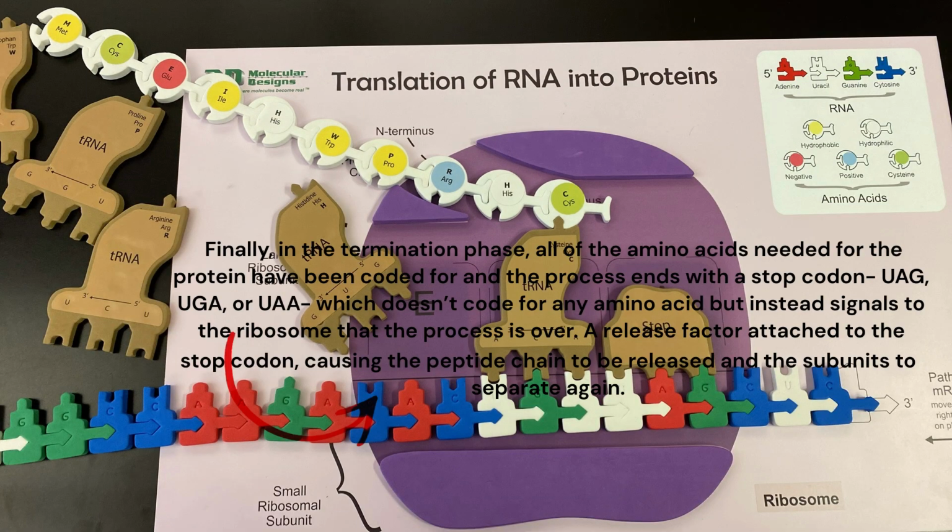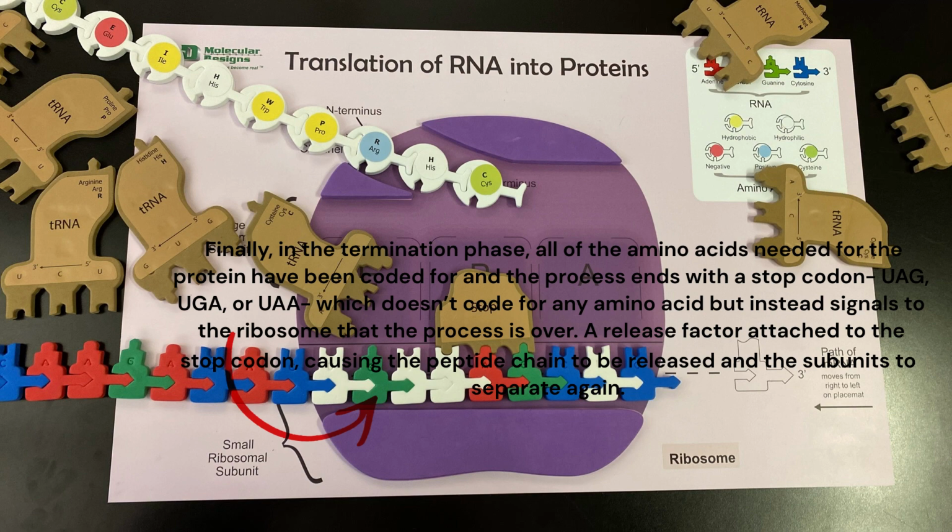Finally, in the termination phase, all of the amino acids needed for the protein have been coded for, and the process ends with a stop codon, UAG, UGA, or UAA, which doesn't code for any amino acid but instead signals to the ribosome that the process is over.